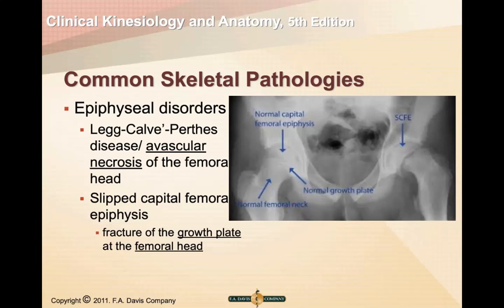Slipped capital femoral epiphysis is another pathology. This is when it's a fracture of the growth plate at the femoral head. So the femoral head and the epiphysis of the femoral head actually separate. So if my hand is the acetabulum, and this is the head of the femur, the head of the femur stays in the acetabulum, but right at the epiphyseal line, there's a fracture between the epiphyseal line and the head of the femur, okay?